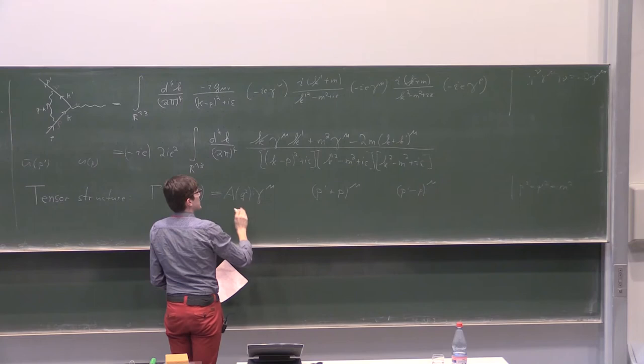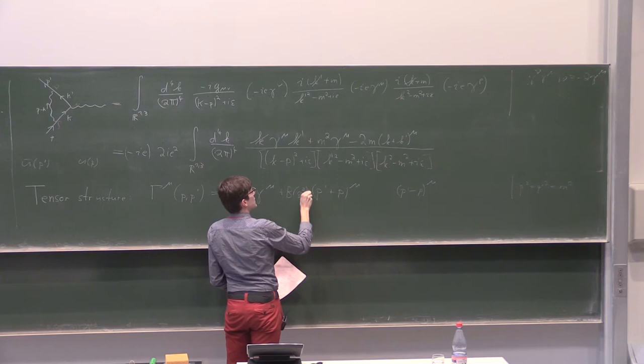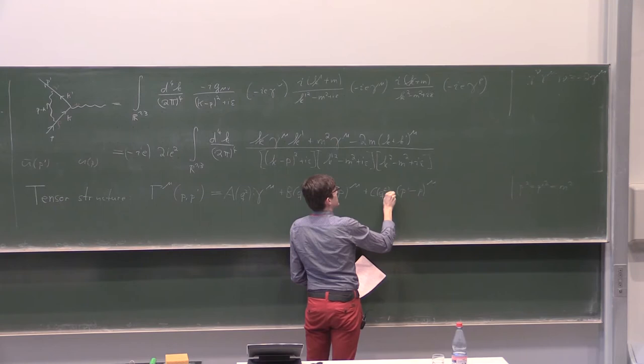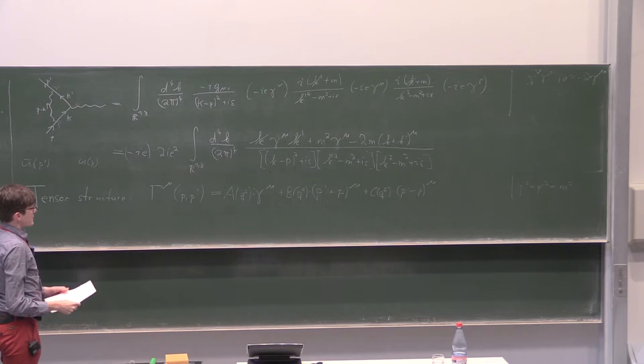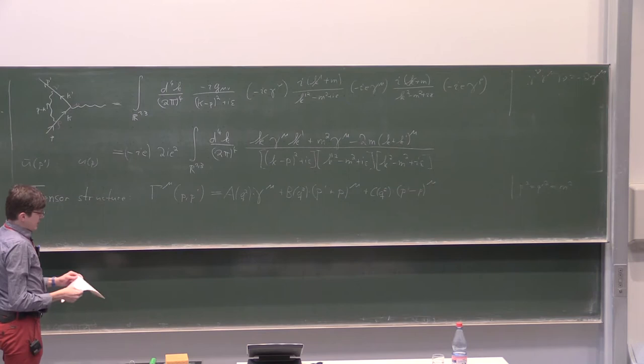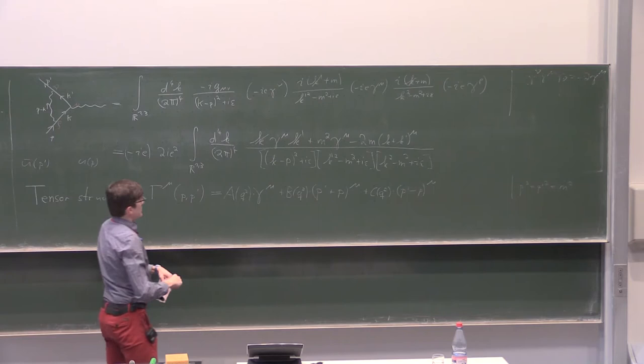There's some multiple in front of gamma mu. There's some multiple which may depend on q squared in terms of p prime plus p. And we have something in terms of this one. This is just the analysis of simply exploiting the fact that this is a vector, and these are the only vectors that we have. Then you can be a little bit cleverer. You can work out that you can use the Ward identity.